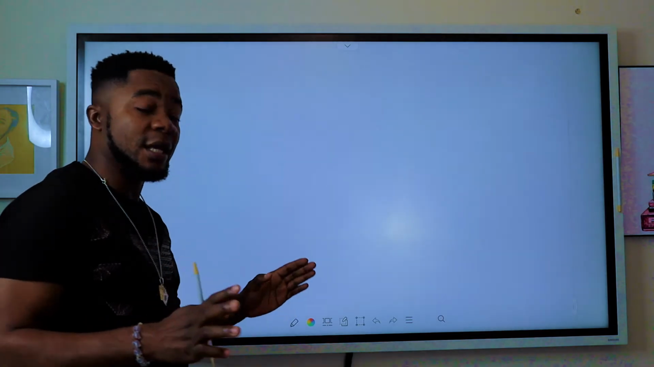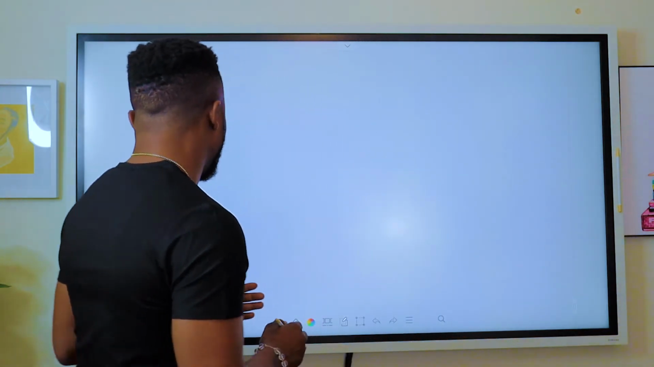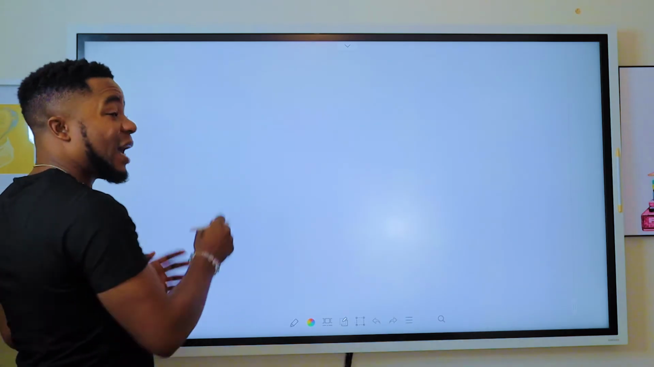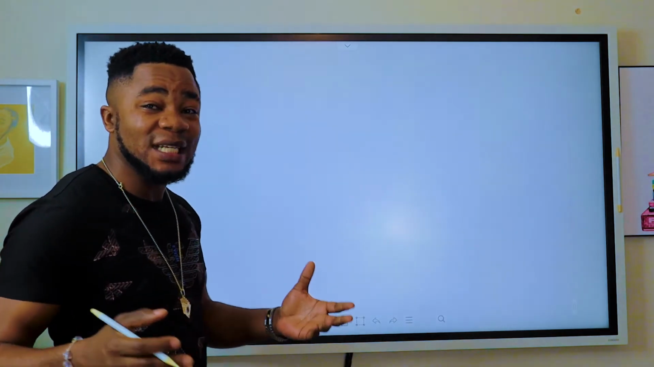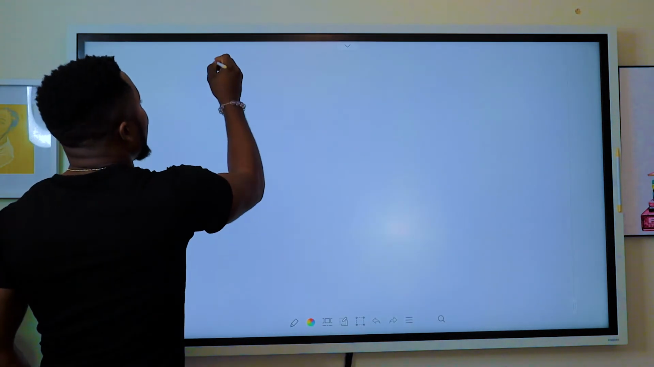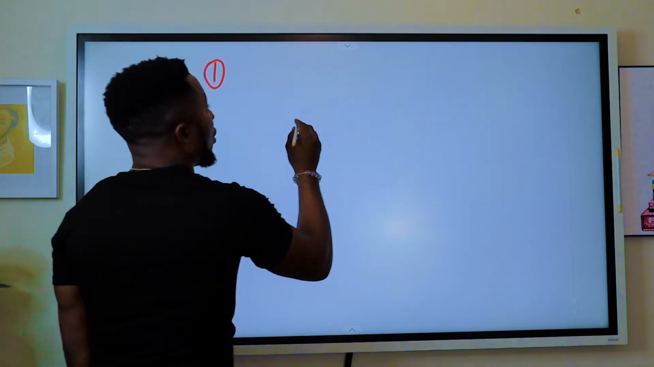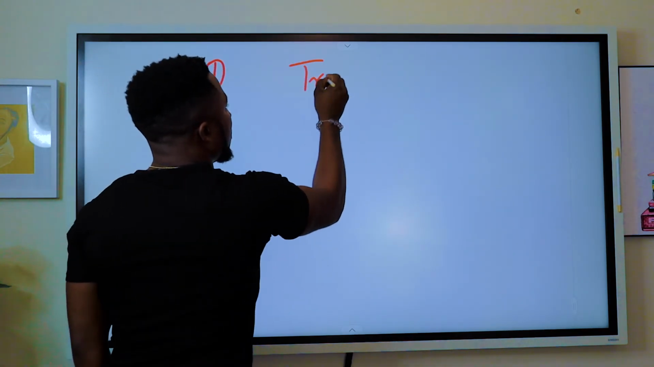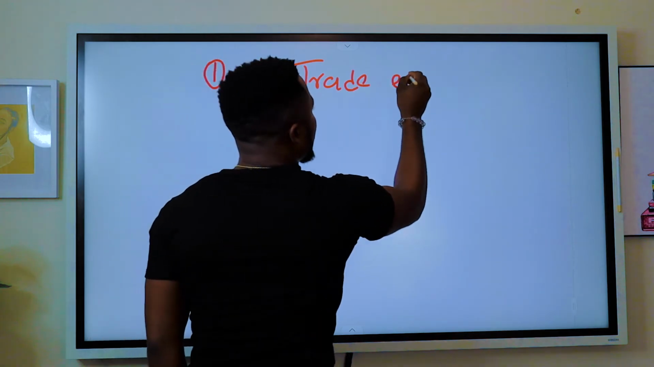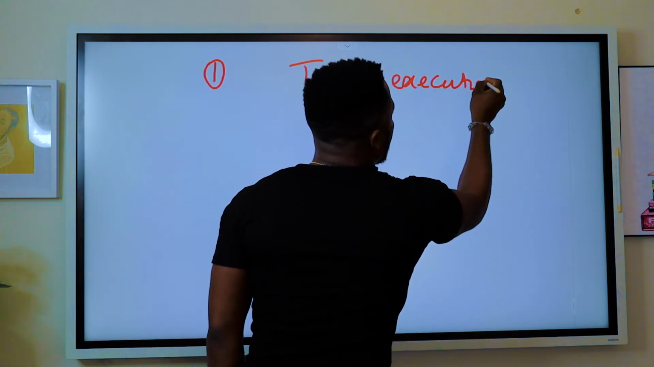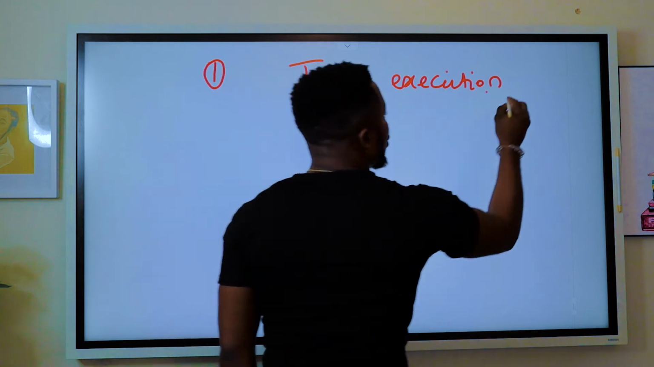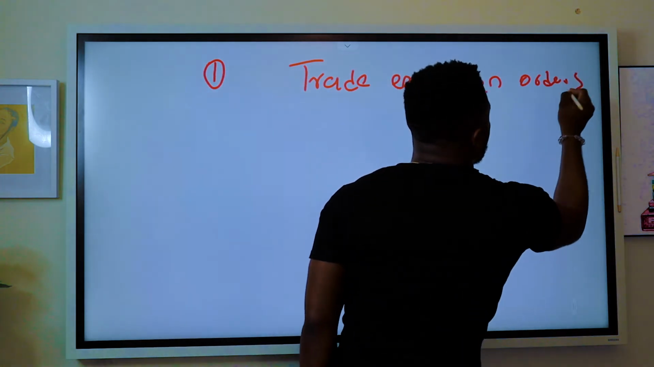So if you come here, we have a new form, and I want to be able to explain that structure to you, all right? So here we have our market orders, or we have orders in Forex. Under orders in Forex, the first one we have is what we call trade execution orders. All right.